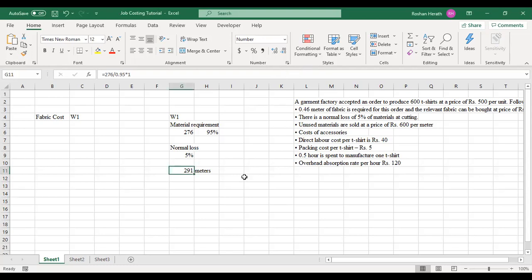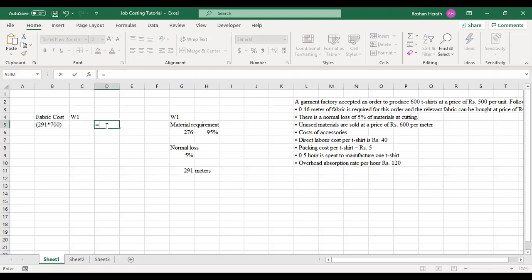Okay, now let's see. It's 291. So then the fabric cost, you can work out. It's 291 meters because the normal loss you are going to attribute to the process, and the meter can be bought at 700. So it's 291 into 700. So this is the fabric cost. Then you can see another direct material, that is the packaging. So you need to pack the complete product. It costs you ₹5 per shirt. If it is for 600 shirts, then it's going to be 5 into 600.